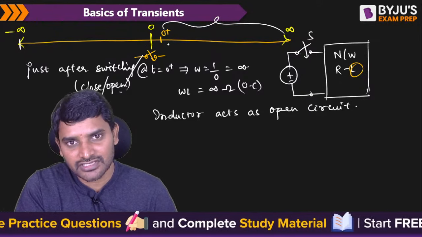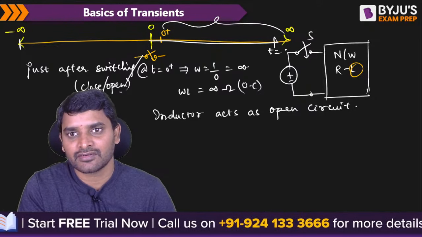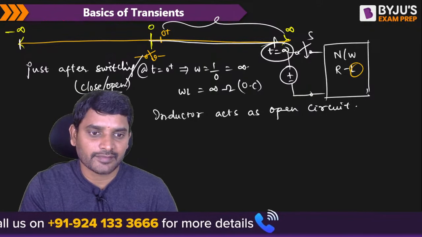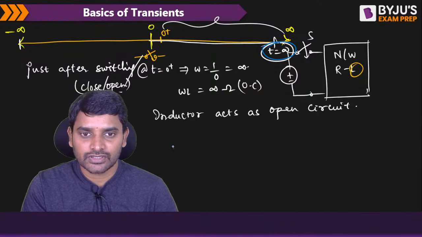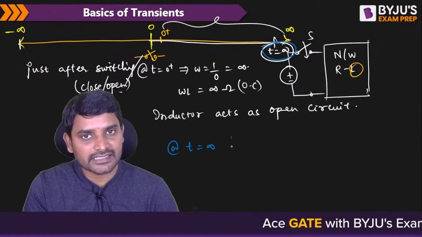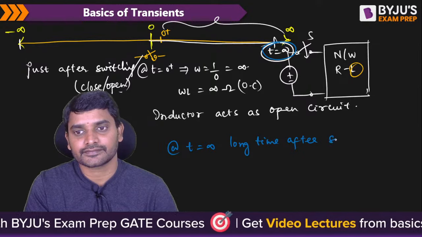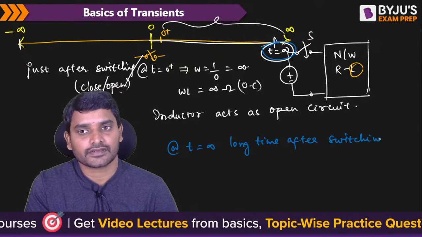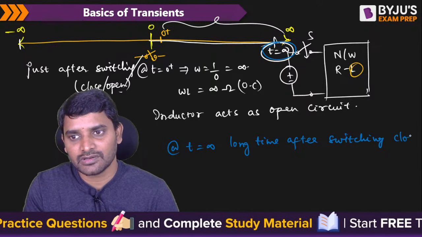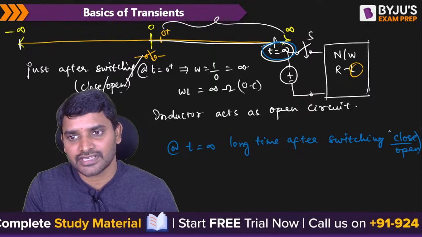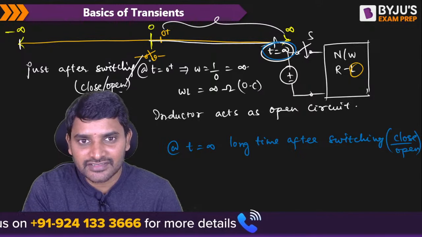Now let us allow some time, and long time after switching, it can be t equals to infinity. So at t equals to infinity, this is called long time after switching. Switching means not only closed, it can be open also. The switch can be closed or open. So here, this instant is when we are closing the switch.